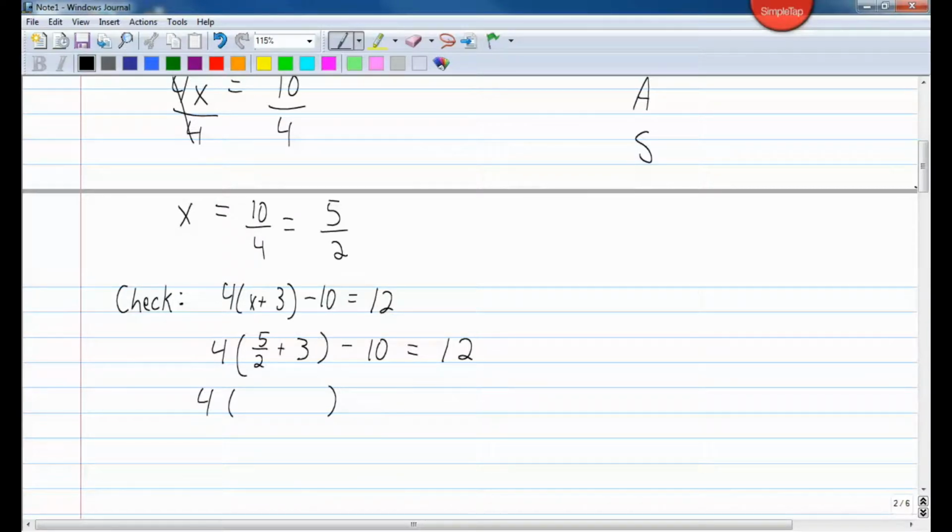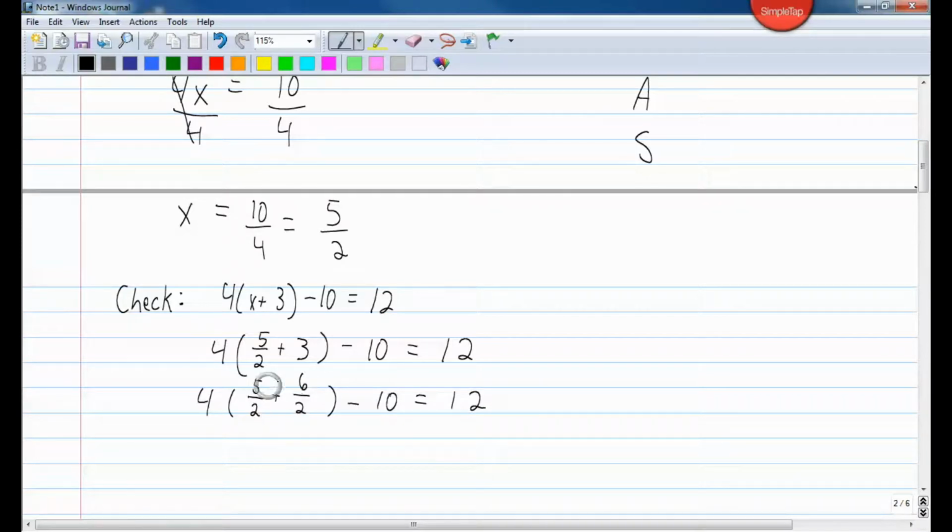Alright, so if this is in halves, then we want to change 3 into halves as well. And the way that we do that, if you ever want to change a whole number to a fraction, then you just take the whole number and multiply it times the denominator, that common denominator, and that will give you what you put in the numerator. So 3 times 2 is 6. And look, 6/2 or 6 divided by 2 is equal to 3. So I didn't just make that up. I said 3 times 2 and I got 6. Alright, minus 10 equals 12.